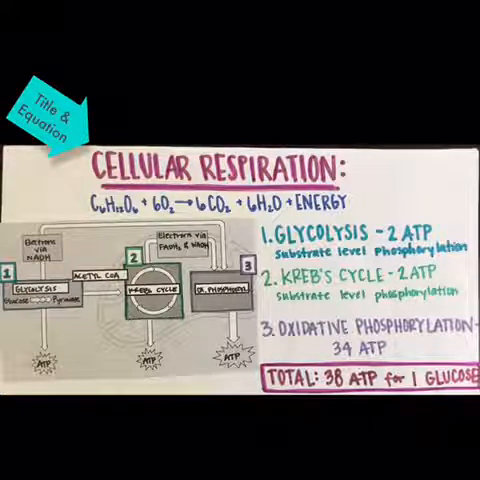So this is going to be C6H12O6, which is glucose, plus 6 oxygen molecules is going to produce 6 carbon dioxide molecules, 6 molecules of water, and then energy in the form of ATP.